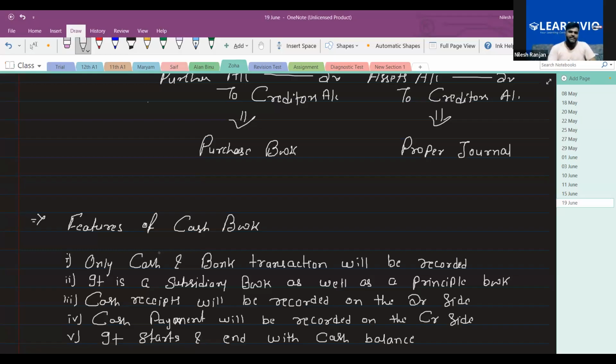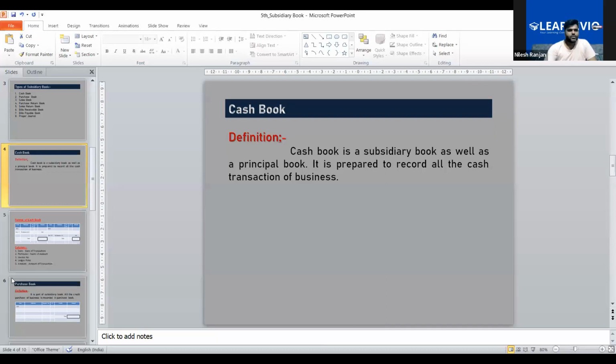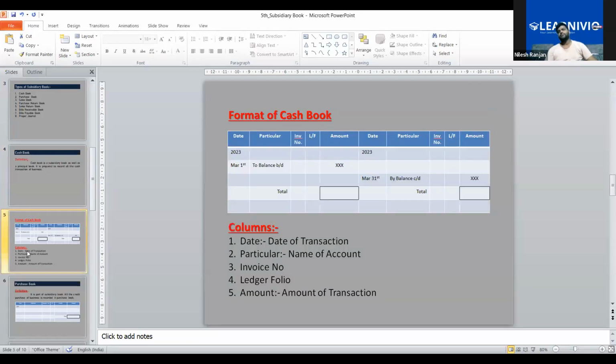Tell me, is this clear? Yeah, it's clear. Okay, so write this format then, the format of cash book. It is important.